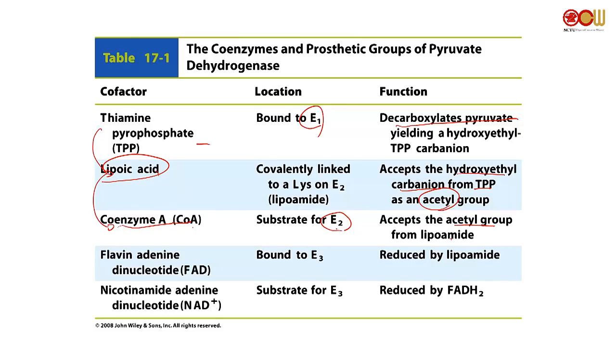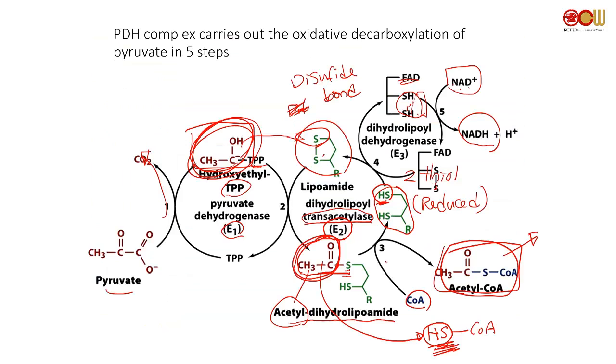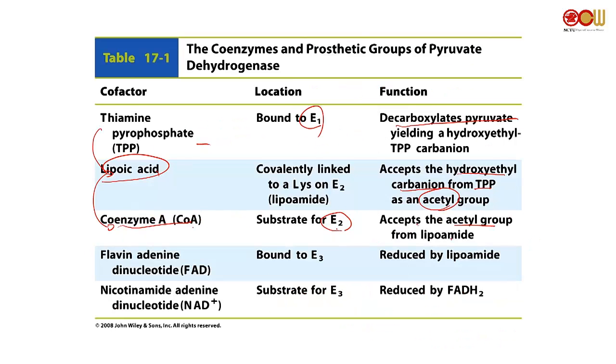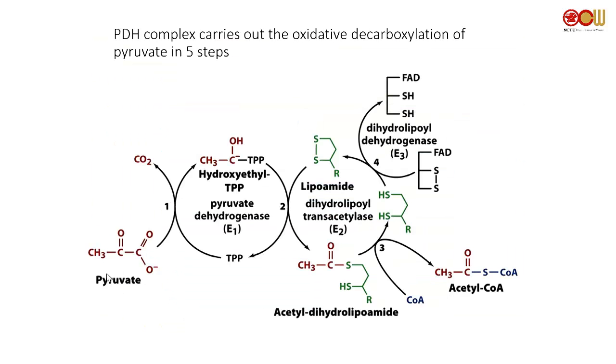Coenzyme A, once it passes, throws out acetyl-CoA, and the lipoamide is going to become reduced. It's going to become 2-thiols right here. And then what you use is FAD and NAD to take that electron, okay? Regenerate your lipoic acid. This is a very quick review of what happens in pyruvate dehydrogenase.